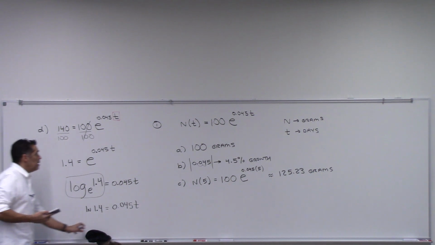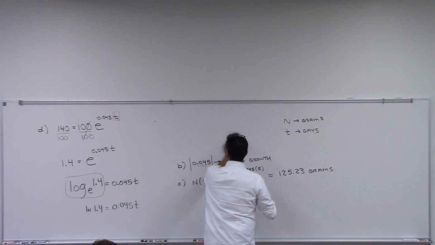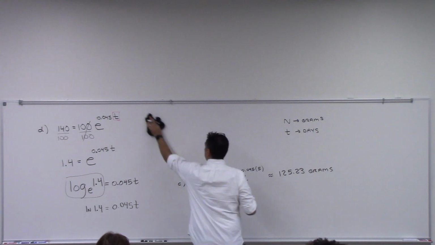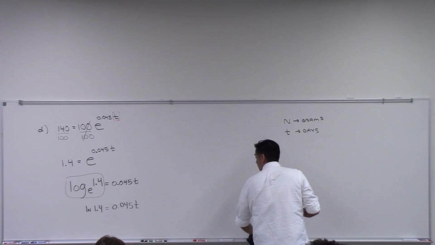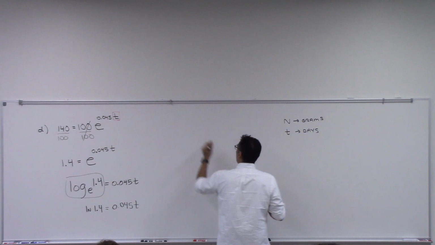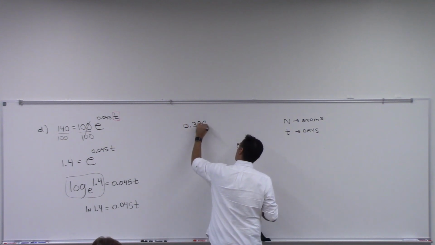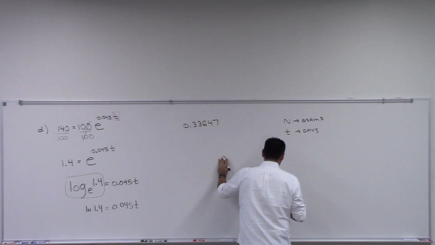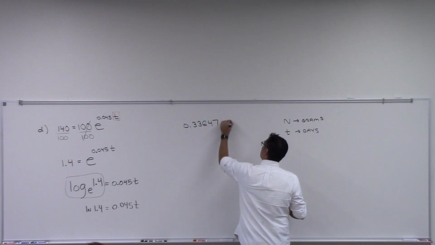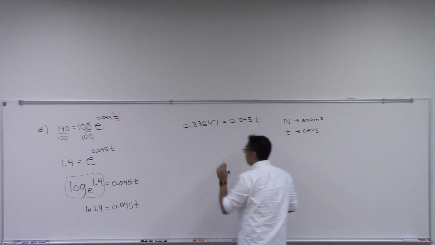And I'm going to continue up here. I just erased what I need on the next problem. It's okay. So now this is 0.33647. I'll just go about 5 decimal places. Equals 0.045t. What now?